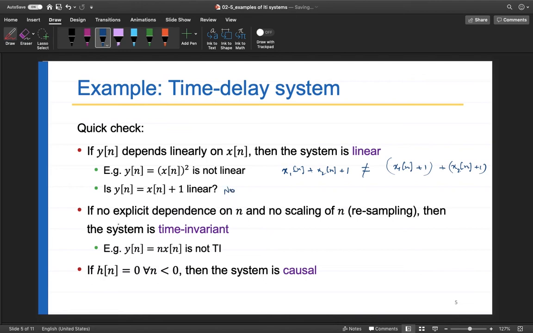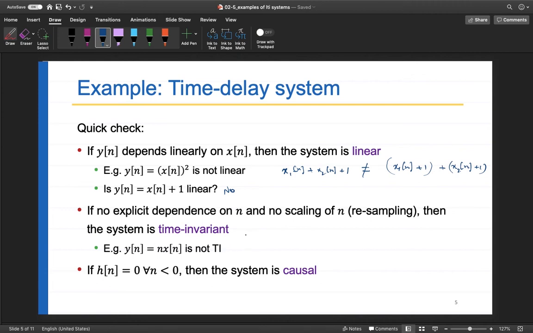Now let's see time invariance. How do you know if the system is time invariant? Generally, if it has no explicit dependence on n, then it is time invariant. Let us look at this example. y[n] is n times x[n]. So if I shift x[n], then this n won't change. So this system will be not time invariant. You can apply the basic rule and find it out for yourself.